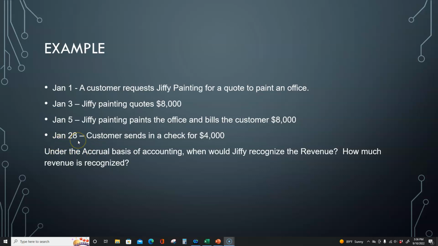And on January 28th, when the customer sends in a check for $4,000, they're not going to record revenue of $4,000 because they've already recorded the revenue on January 5th for the $8,000. What they're going to do on January 28th is record that they received the money. So whenever you're using the accrual basis of accounting, earning the revenue and receiving cash are two distinct separate transactions. They could be one and the same if cash is received immediately, but if not, we do split earning the revenue and recording the cash.